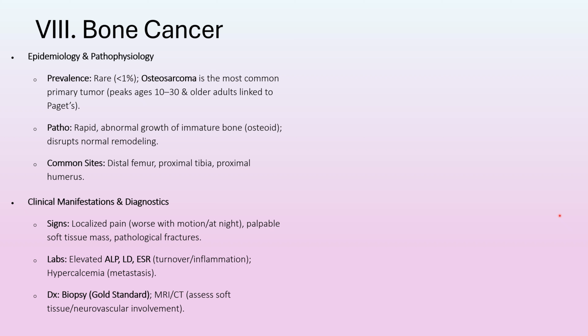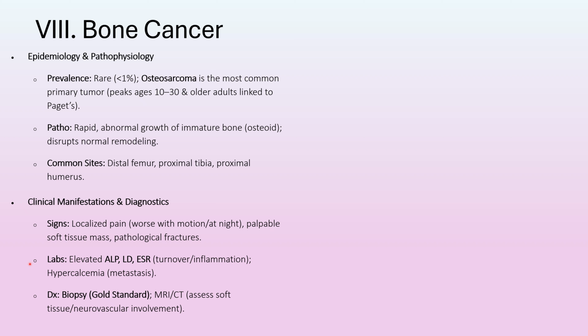Labs, we have labs here: elevated alkaline phosphatase, the ALP, lactate dehydrogenase, the LDH, the ESR, markers of bone tumor inflammation. The hypercalcemia, elevated serum calcium, often indicates metastasis from breast, kidney, lungs.